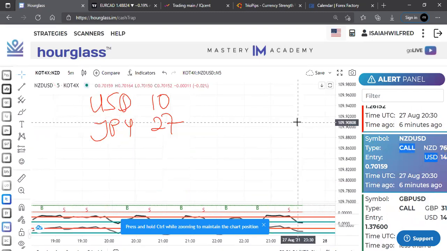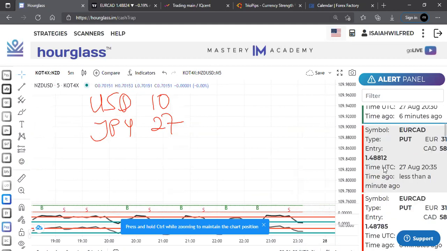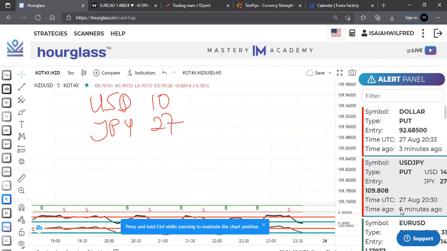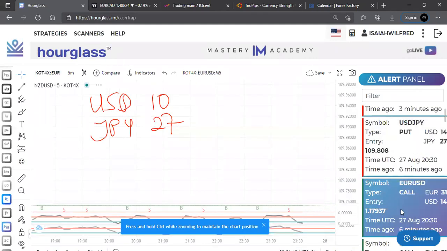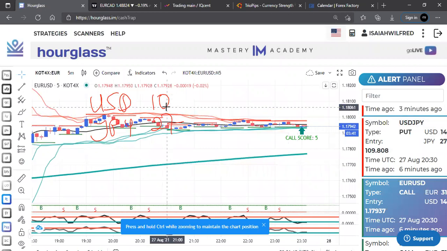Okay, we change the pair. It said Euro USD. Okay, let's do it with the one you have. Perfect. So you see, Euro USD has what? Its own currency strength meter.